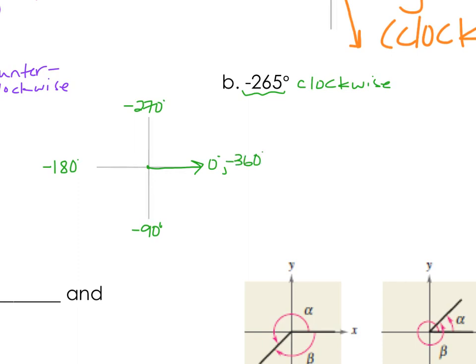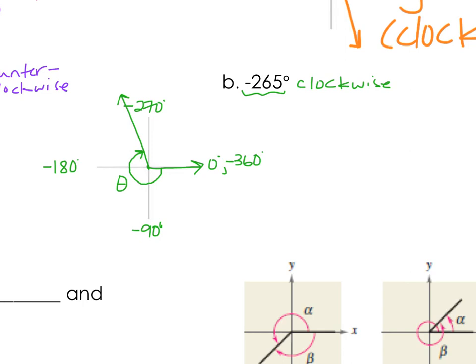So let's think about where we'd stop at 265 in that clockwise direction. I'm just going to draw my arc through quadrant 4 down to negative 90. On the left-hand side, negative 180. Notice 265 is super, super close to 270. So I'm just going to draw my arc or my terminal ray up there, use my arrow to show direction, and that's just an example of a clockwise direction or a negative angle rotation.